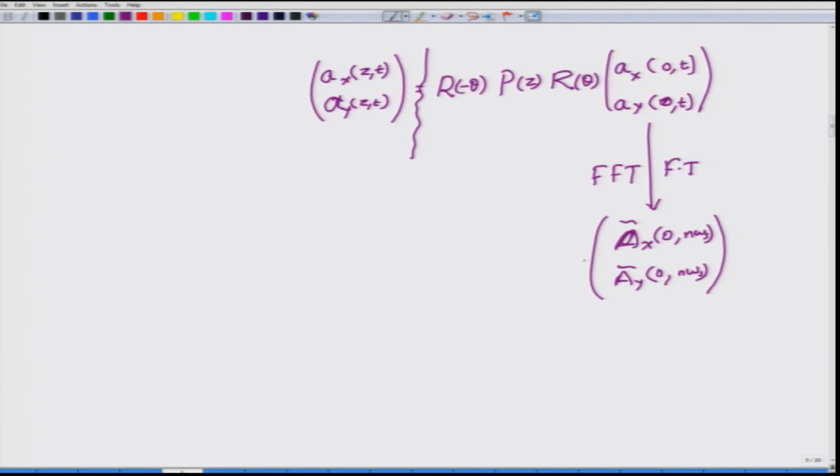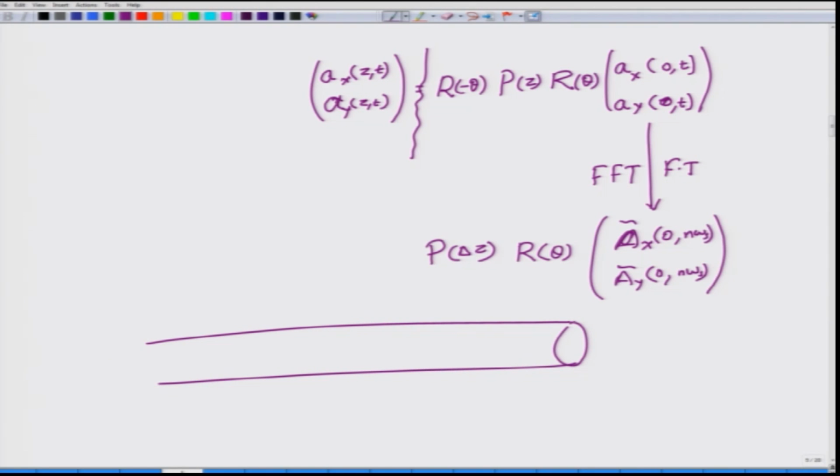And once you have this discrete Fourier transform, you are going to multiply this one by R of theta, and then you have P of delta z, because you have a fiber of this length. You are going to assume that this fiber can be sectioned into many sections of delta z length. So, you multiply the propagation constant only over that delta z length, and then you have R of minus theta.